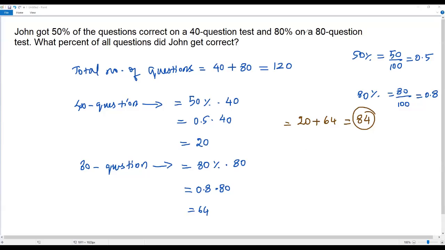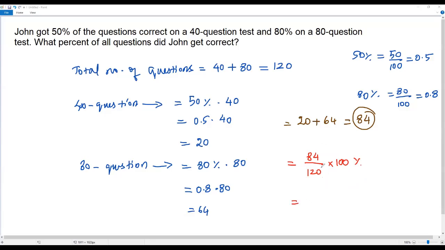Okay, to get the percentage of the total number of questions he got correct in both the tests, what we need is first to write the total number of questions he got correct in the numerator, over the total number of questions in both the tests, that is 120, and this fraction has to be multiplied by 100 to convert this value to percentage. So this value gives the percentage of questions John got correct in both the tests.